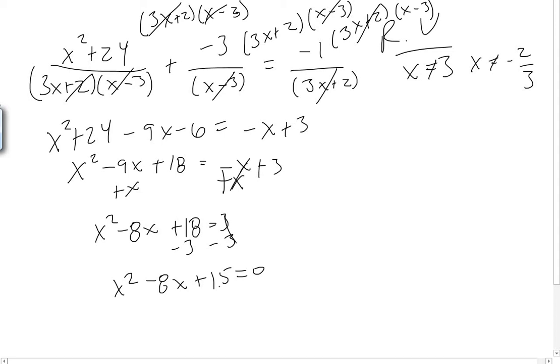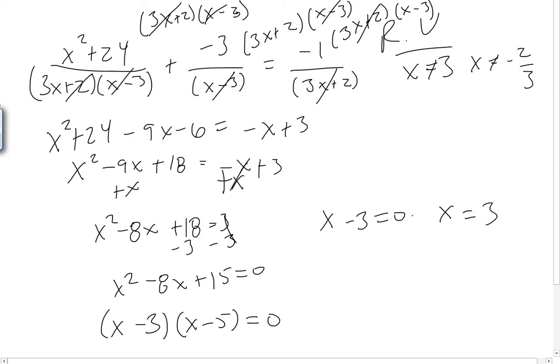Think about it. Which two numbers multiply to 15 and add to negative 8? Negative 3 and negative 5 multiply to 15 and add to negative 8. I can use the shortcut because a equals 1 here. So the zero product property says I have to take x minus 3 and set that equal to 0. I get x equals 3. And then I have to take x minus 5, set that equal to 0. I get x equals 5.